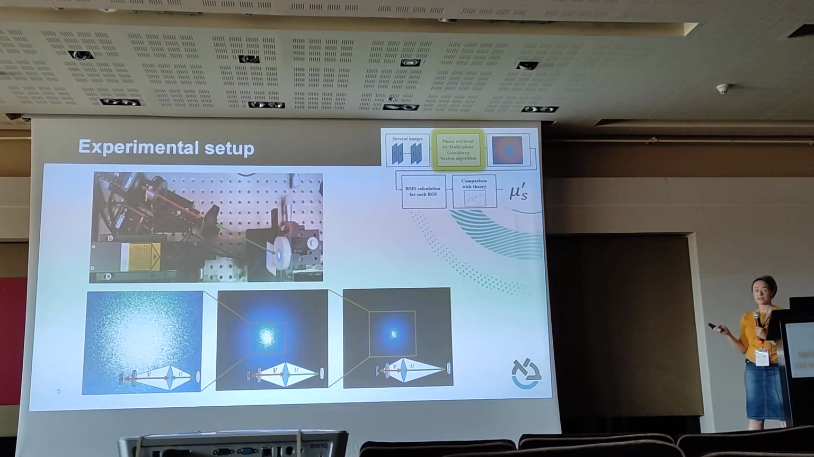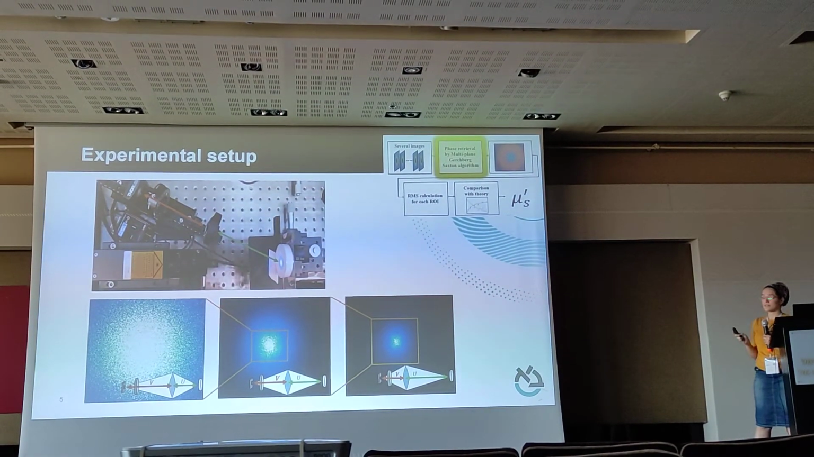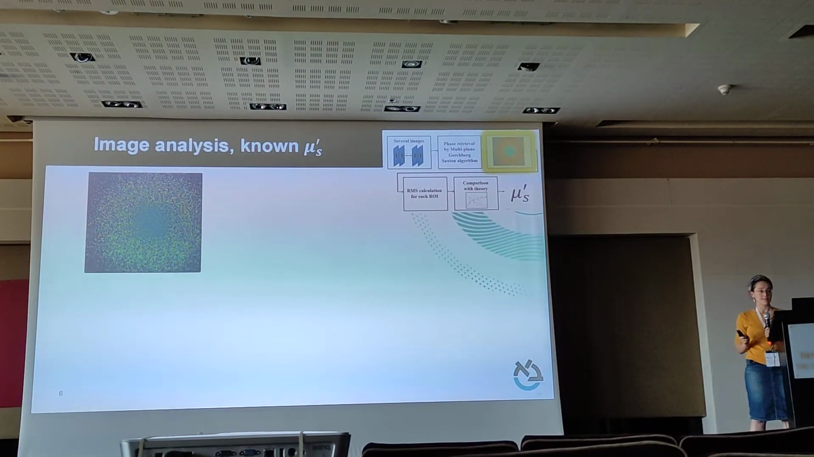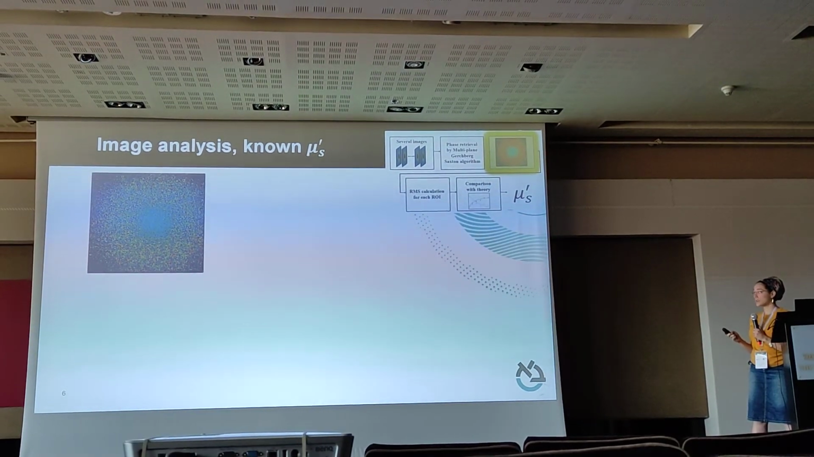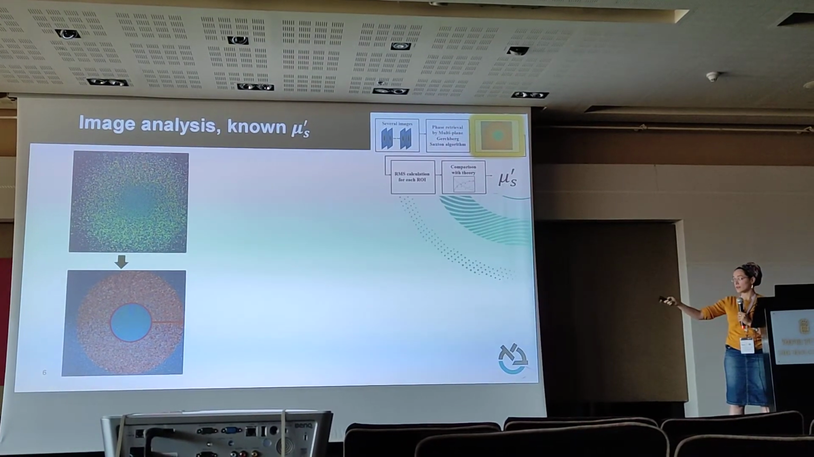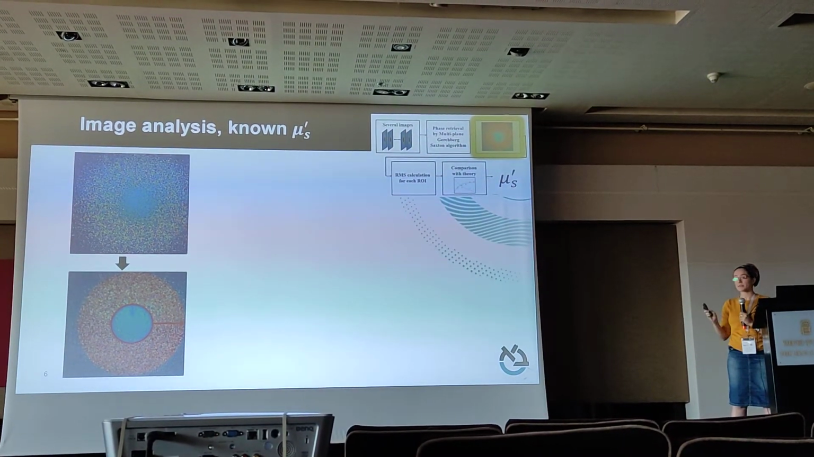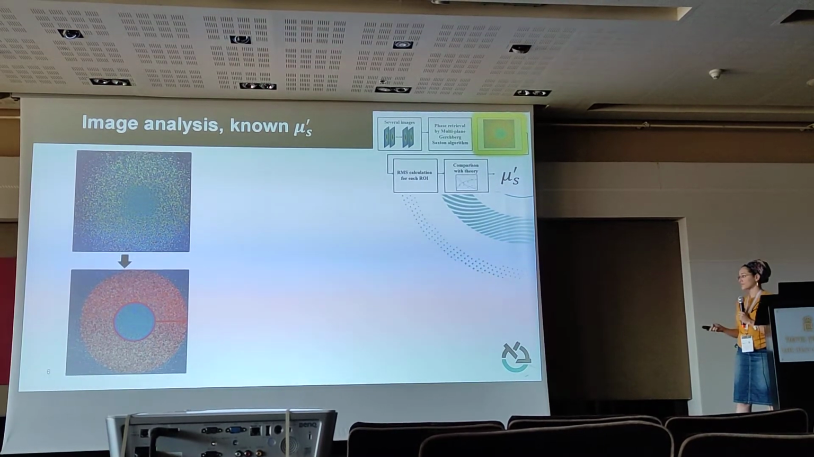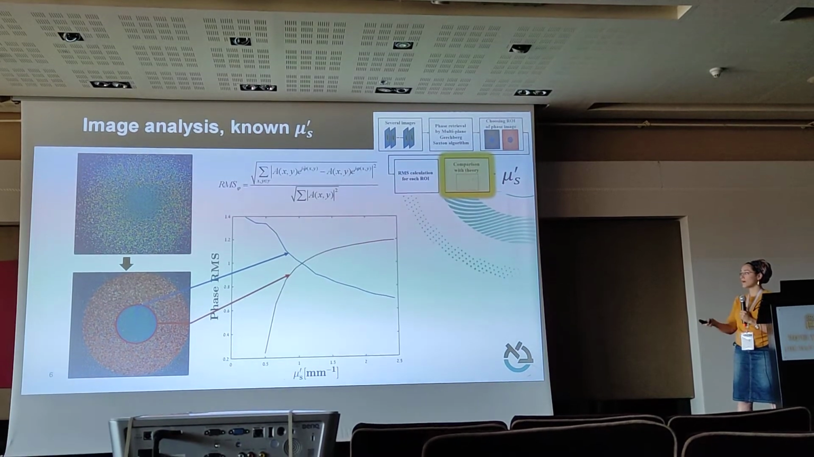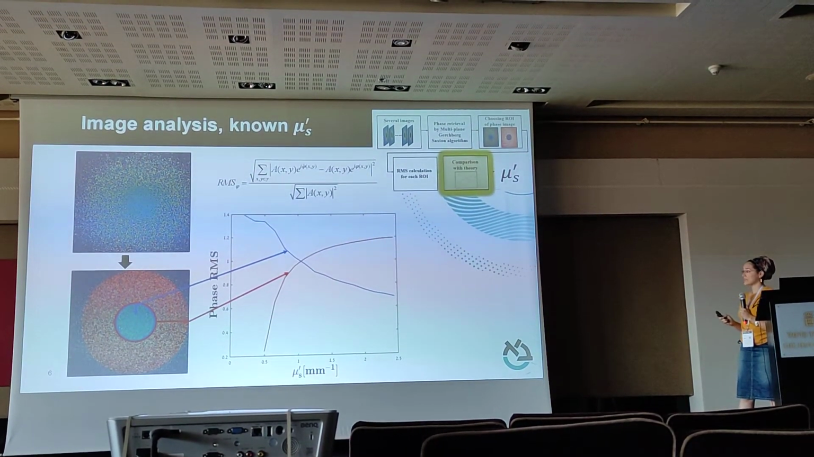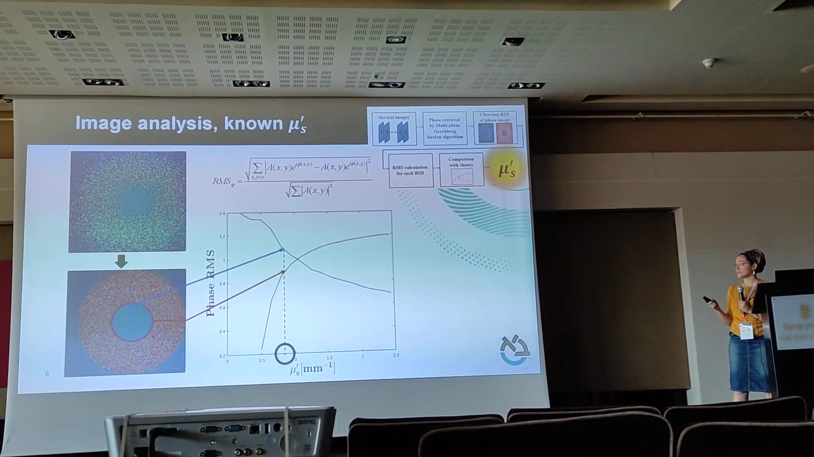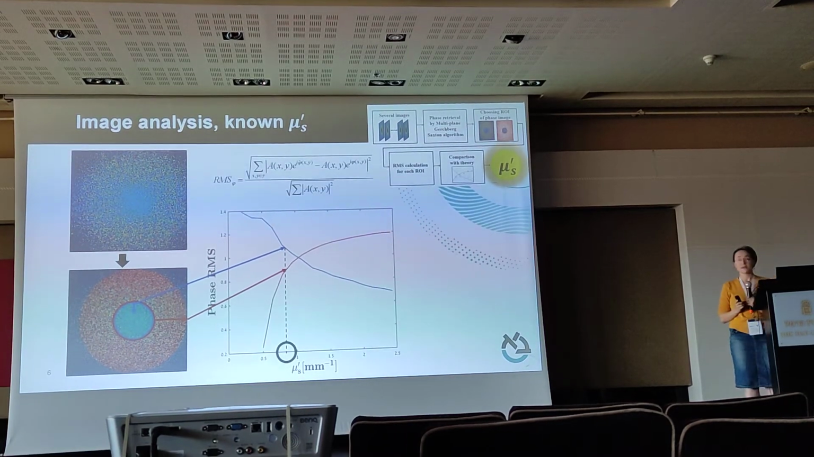We insert these intensity images into the phase retrieval algorithm, and we get a phase image as output. This phase image can be divided into two regions: the single scattering regime, colored blue here, surrounded by the multiple scattering regime, which is red. We calculate the root mean square of each region and compare it with our theoretical model, as you can see here. This comparison allows us to extract the reduced scattering coefficient of our measured item.